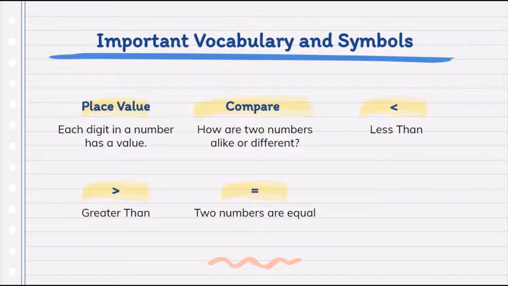Important vocabulary and symbols that we'll be using today are place value, and understanding here that each digit in a multi-digit number does have its own value. We're going to be comparing numbers, talking about how the numbers are alike and different, using discussion of their place values. And three symbols we'll be using very heavily in the lesson today are the less than symbol, the greater than symbol, and the equal sign to notate that two numbers are equal.